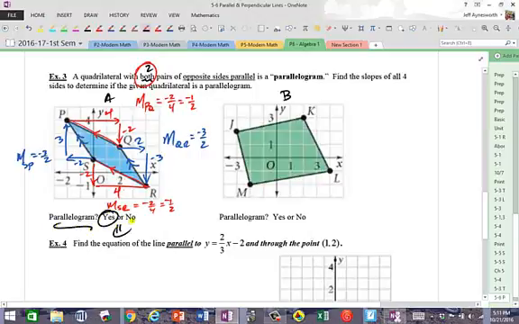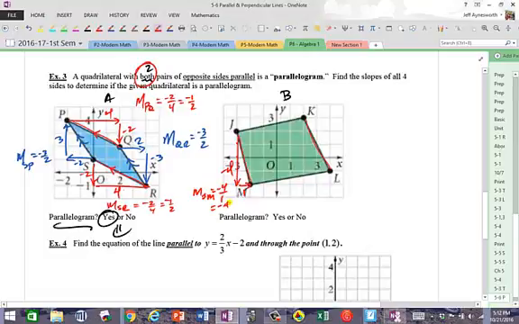Let's do the same thing over here. We got J to M. Okay, let's figure out this one here. Is this side parallel to this side? I don't know. So we're going to go down 1, 2, 3, 4, right 1. So the slope from J to M is equal to negative 4 divided by 1, which is negative 4.